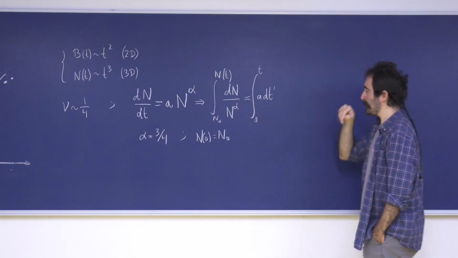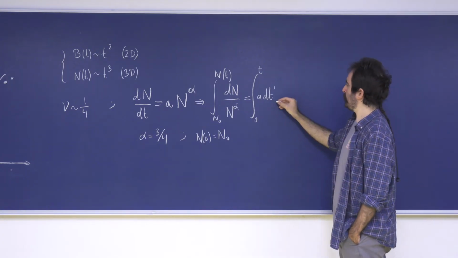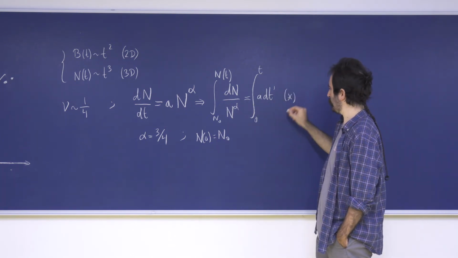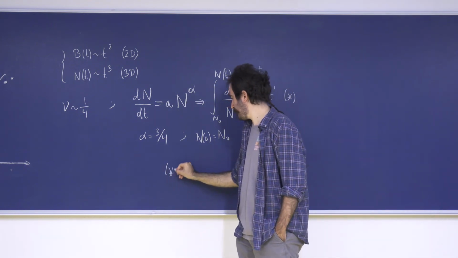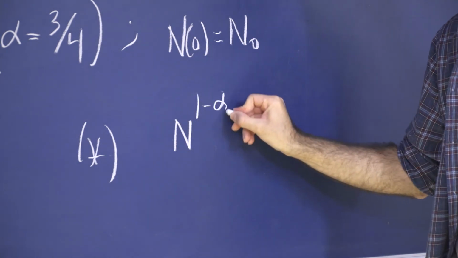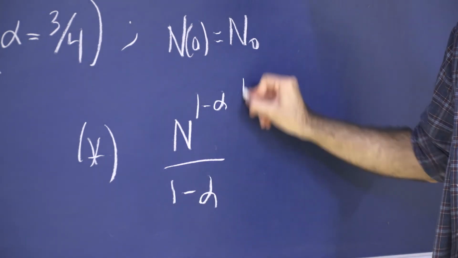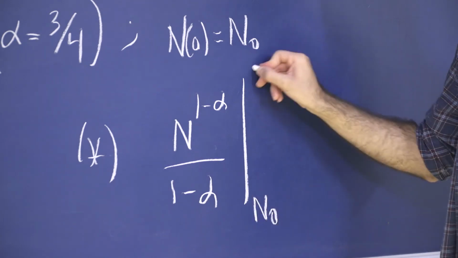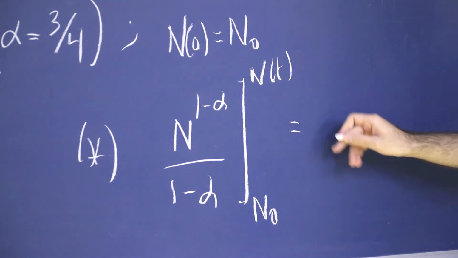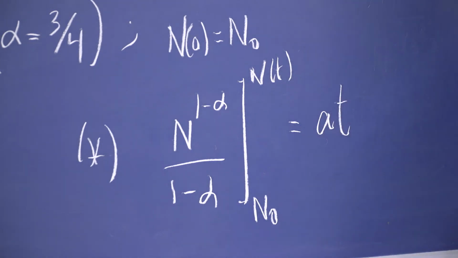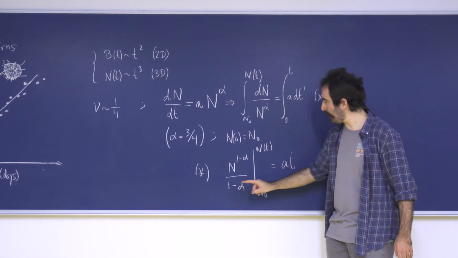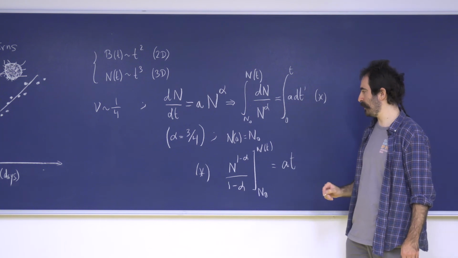And here use mute indices, and very simply this gives rise to the following solution, which I'm going to write down here. In this case, we'll have n to the power of 1 minus alpha divided by 1 minus alpha, and that's going to go from n naught to n of t. Here on the right hand side, again, as usual, we'll have just time like this. And I have to make an important notice here, which is the fact that in order for this to be true, alpha has to be different from 1.